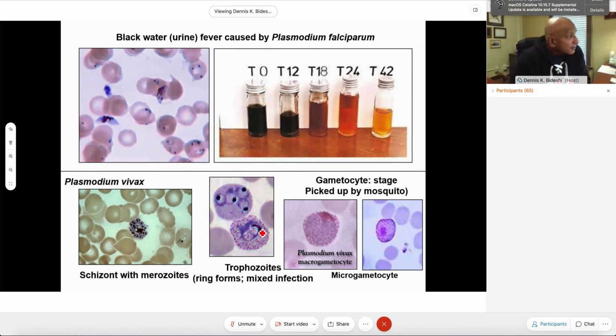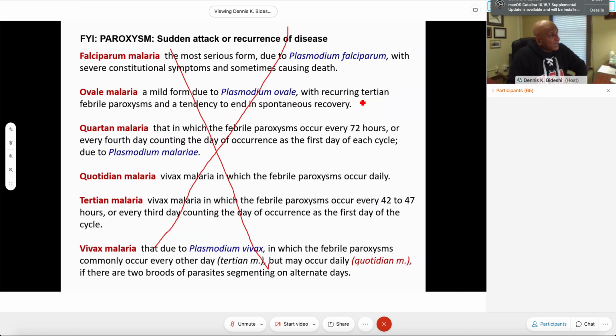Now, they're all bad, but the worst species to get infected by is Plasmodium falciparum. It produces a disease called blackwater fever or black urine fever. Here's what it looks like. So again, remember this occurs every 2 days.